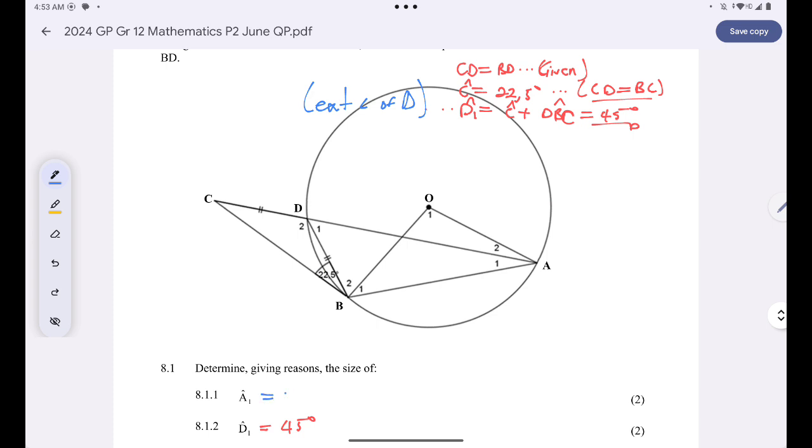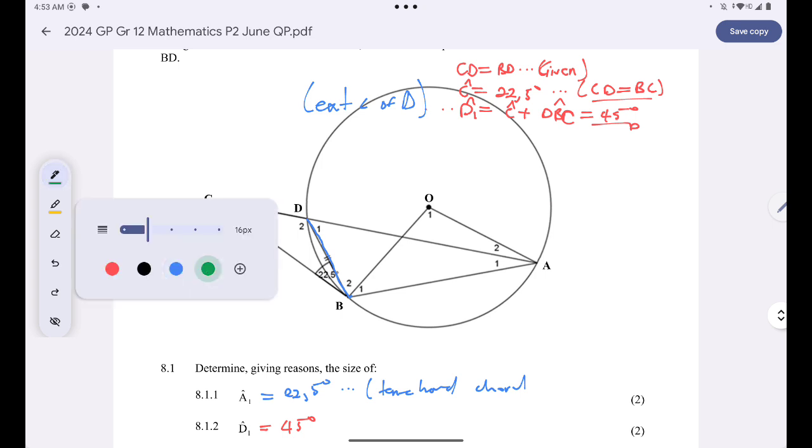A1 will be equal to 22.5 degrees. Why? This is the tan chord theorem. The angle between the tangent and the chord. Okay, this is the chord we are talking about. And as you can all see, this chord subtends angle A1 at the circumference. So angle A1 will be equal to this angle here, according to the tan chord theorem.